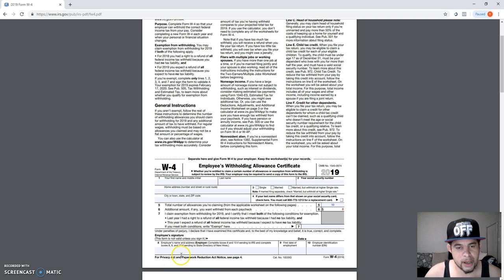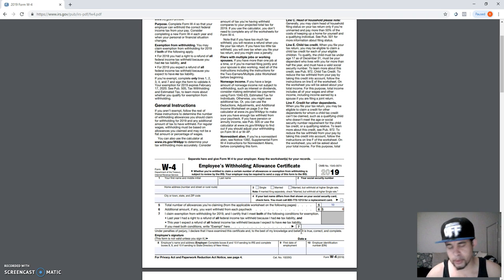And then the last part is basically just putting your signature, dating it, and the employer's information down here, but you just let your employer sign that, and they take care of the rest. So basically, that's everything I personally know about the W-4, what I filled out as a single person with only one job.